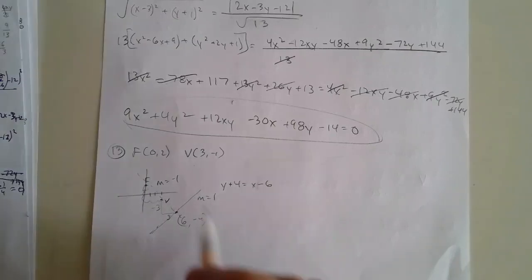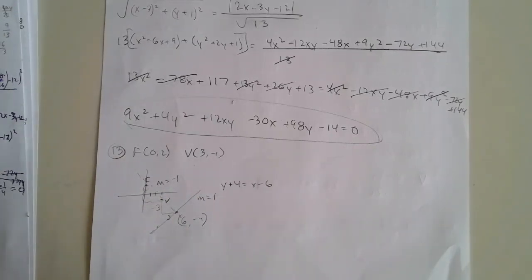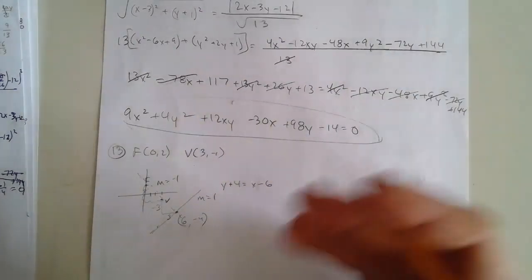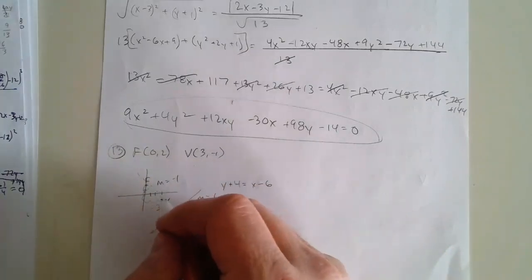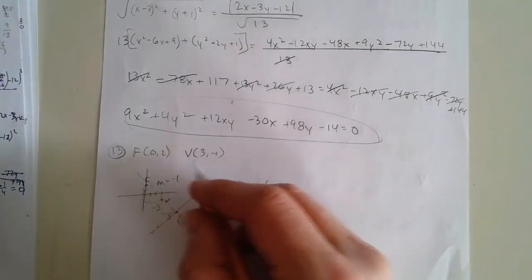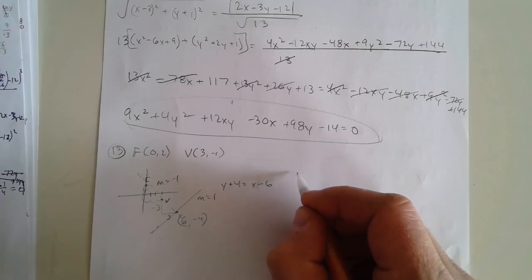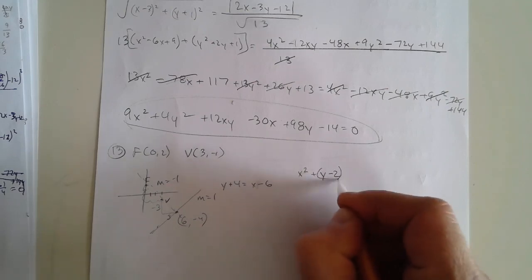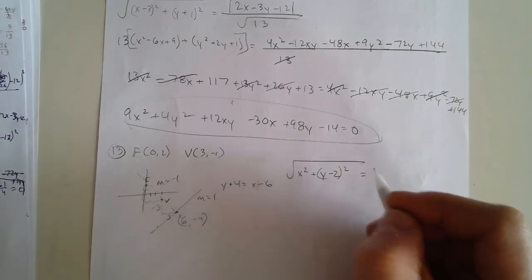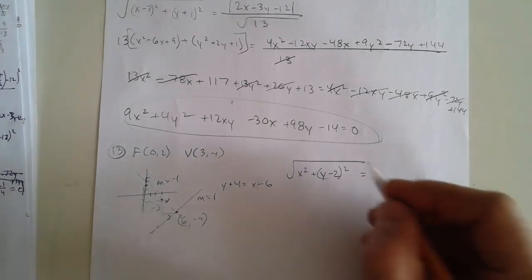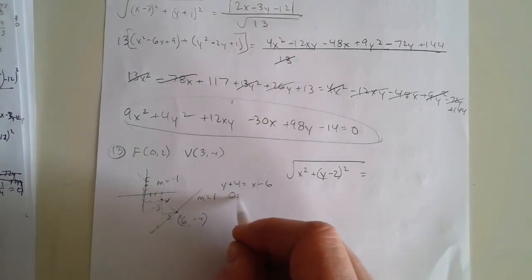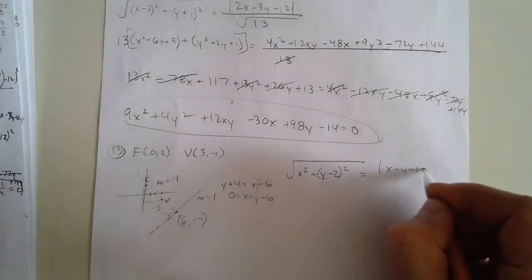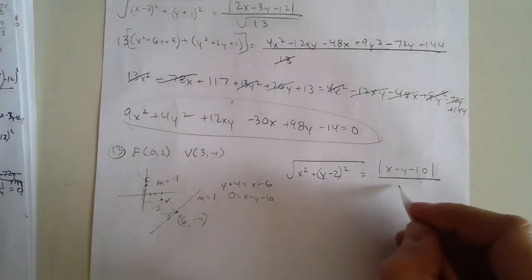So it's great. We have our focus and we have our directrix. We can solve this problem by setting our two distances equal to each other, just like we did in 11 and 12. Remembering that the point on the parabola is (x, y), the distance from the focus to the point would be the square root of x squared plus (y - 2) squared. And the distance to the line, if I put it into general form, would be (x - y - 10) over the square root of 2.